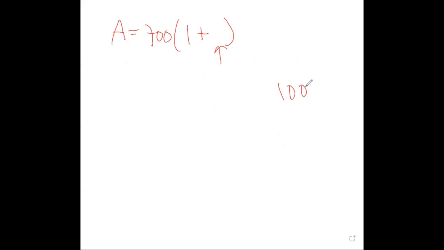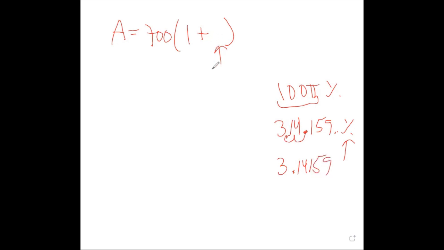They say 100 pi percent. Well, as a decimal, 100 pi is 314.159 and change. Still percent. So to get rid of the symbol, you move the decimal 2 spaces to the left. So 3.14159. That will go in for R. 3.14159. Now, what about time?